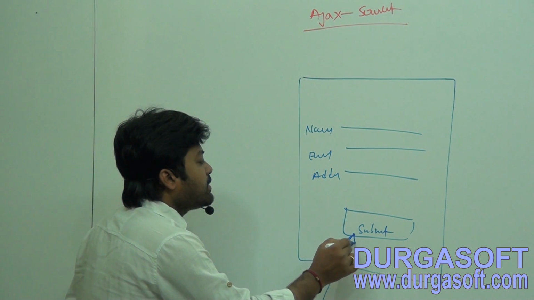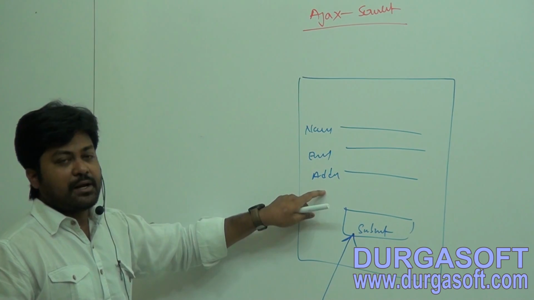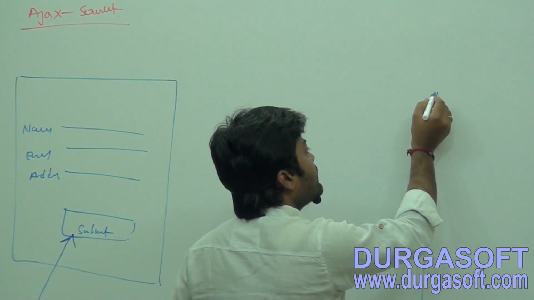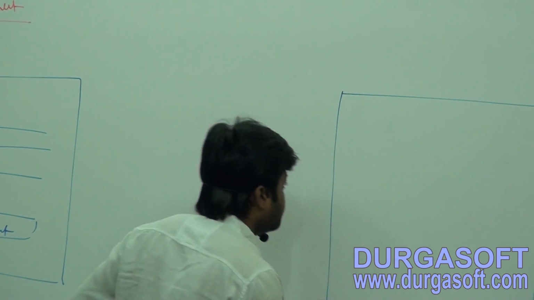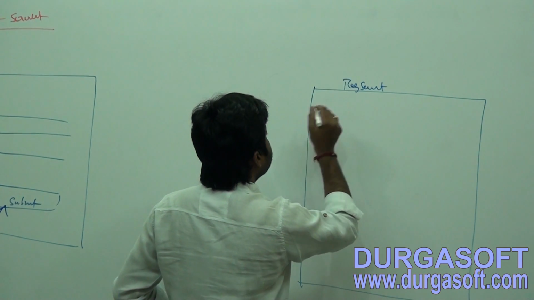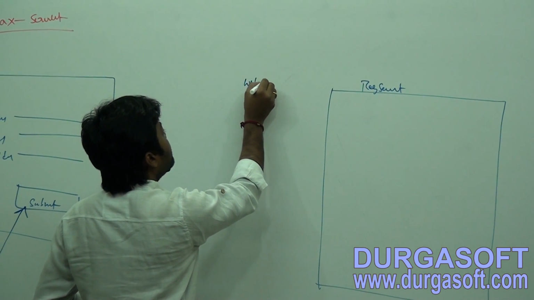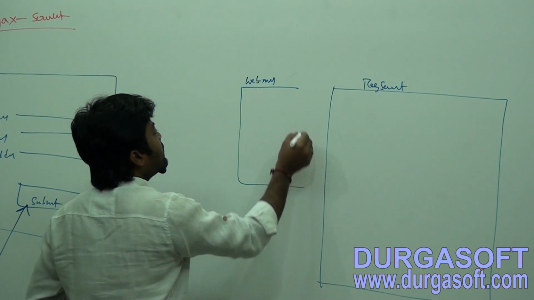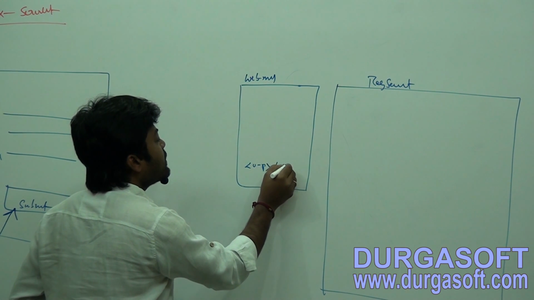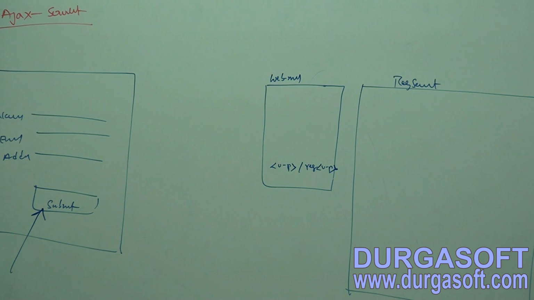So when I click the submit button, I need to read the field values, name, email and address. Those properties I want to send to a servlet. Here I have a servlet, the registration servlet. For this registration servlet, the URL pattern mapping in the web.xml file is /reg.